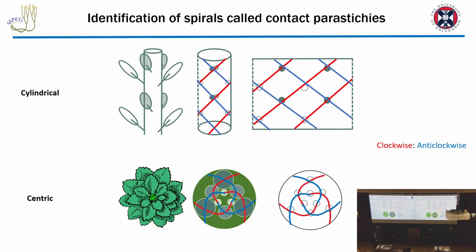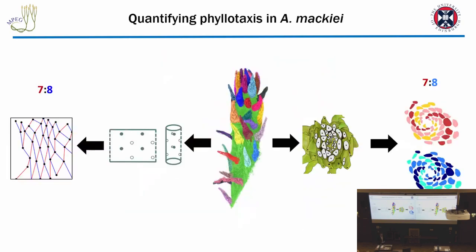And so in the case of the cylindrical approach, the spirals are actually forming helices that are winding their way around the stem, both clockwise and anti-clockwise helices. Whereas in the centric approach, you actually see them forming spirals radiating out from the center. So the way we quantify phyllotaxy is to count up those clockwise and anti-clockwise spirals using both these two approaches. And now with Holly-Ann's new data set, she could for the first time do this with a fossil.